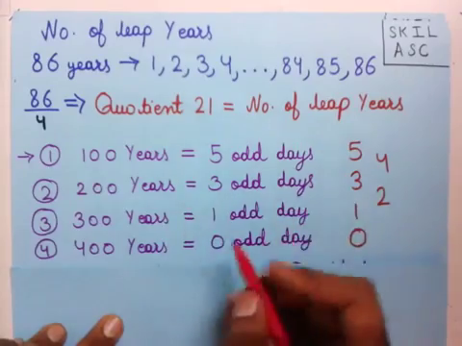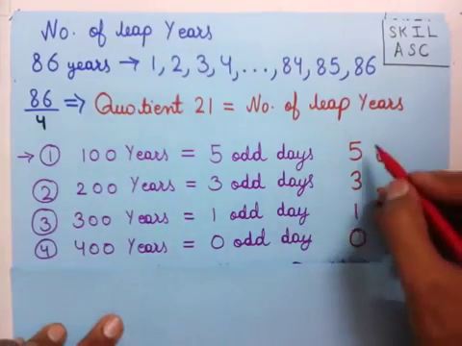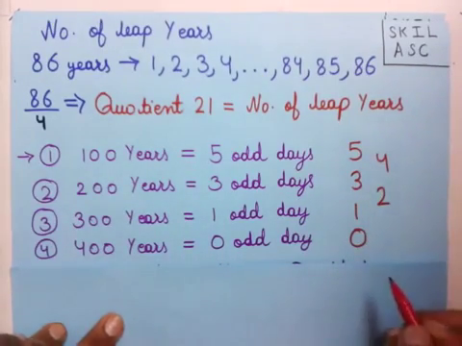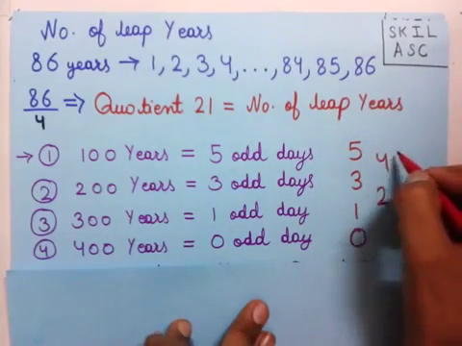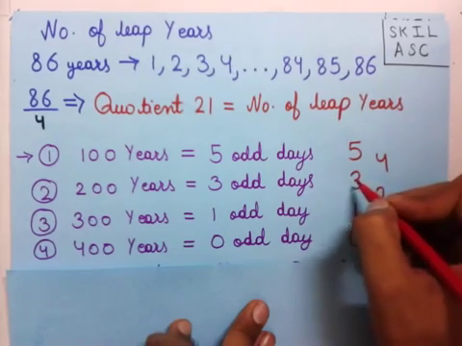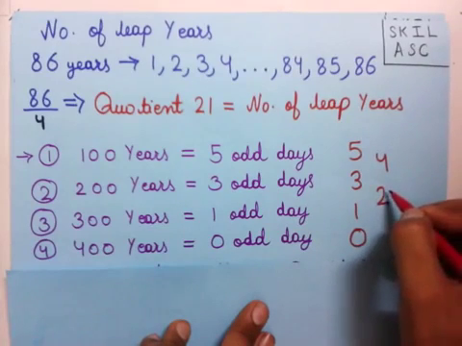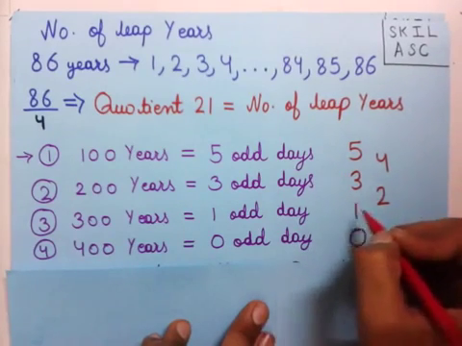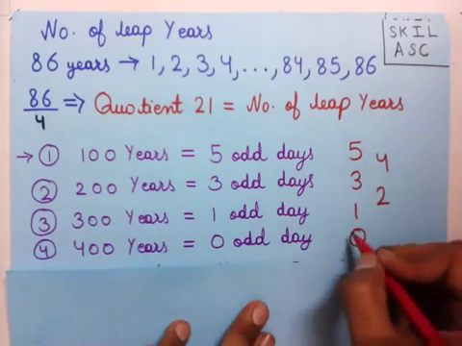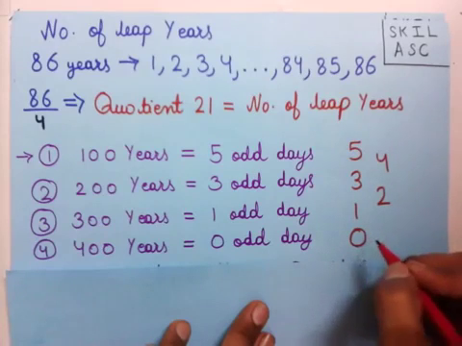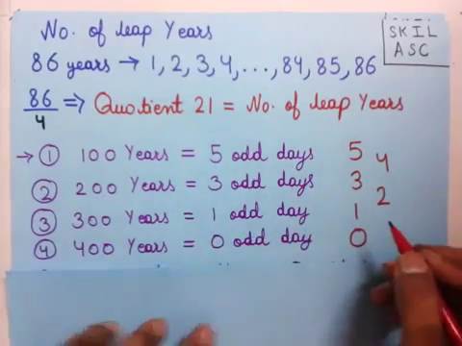Now an easy way to remember this table is, you write 100, 200, 300, 400. Then you write 5, 4, 3, 2, 1, 0. First you write 5 in front of 100. Then you cross or skip this 4. Then you go to 3. Then you write 3 in front of 200 years. Then you go ahead and cross or skip this 2. Then you write this 1 in front of 300 years. Now you cannot skip this because we don't have any number ahead. So we write this 0 in front of 400 years.